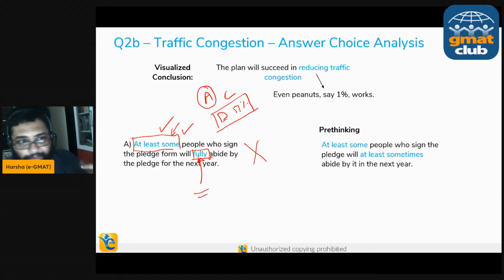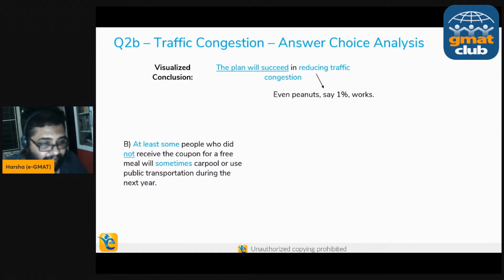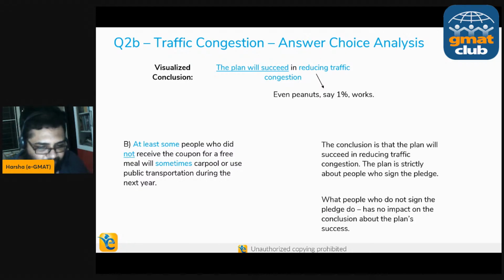And if you don't catch this fully, there's no way you're going to get this right. Option B: at least some people who did not receive the coupon for a free meal will sometimes carpool. I was happy to see that most of you have not chosen this, but the logic here is clear. It's talking about people who did not receive the coupon. This entire plan is about people who sign the pledge and receive the coupon. The conclusion is about whether this plan will succeed.